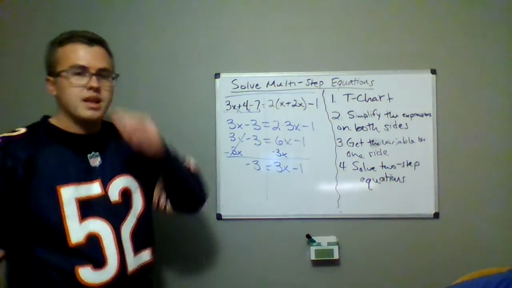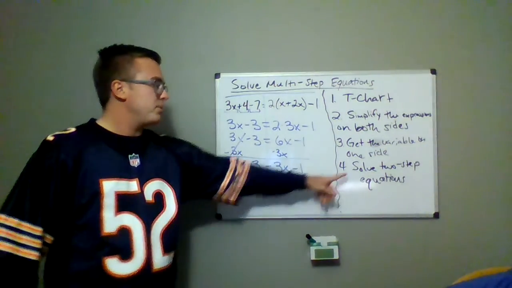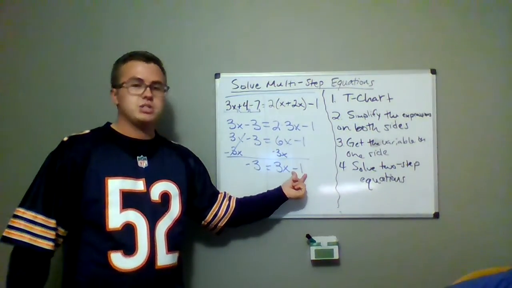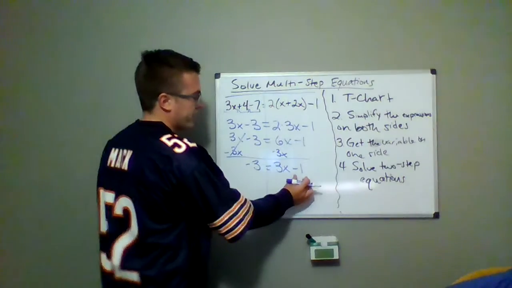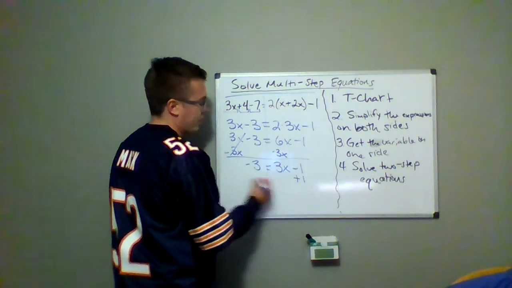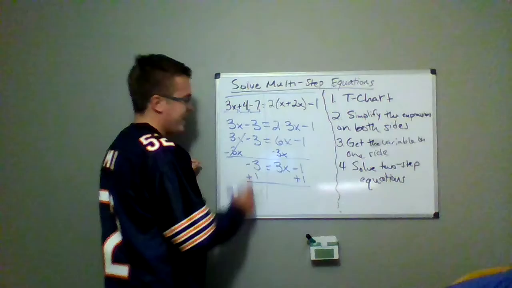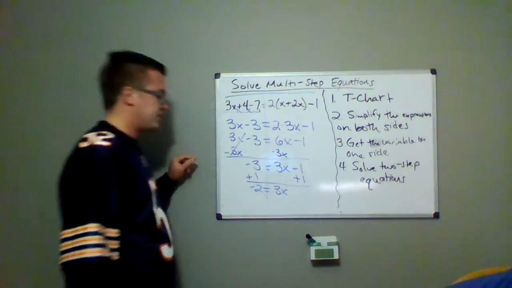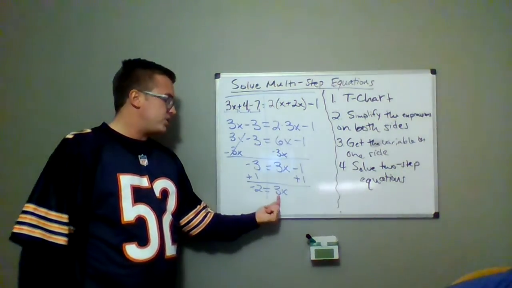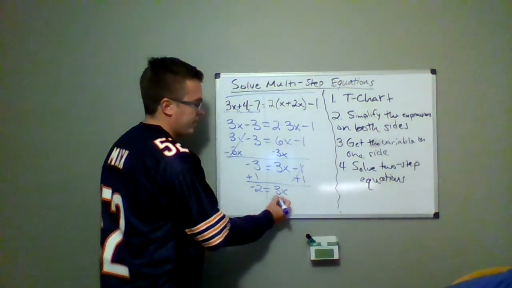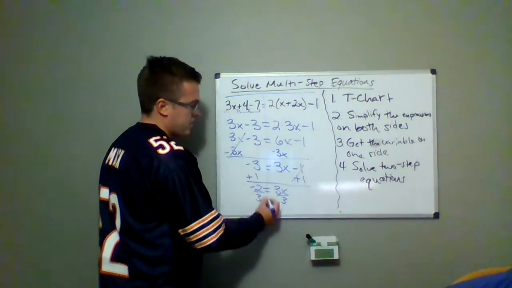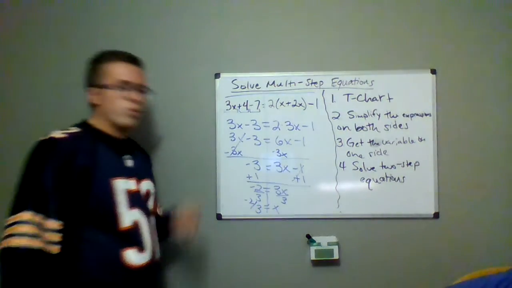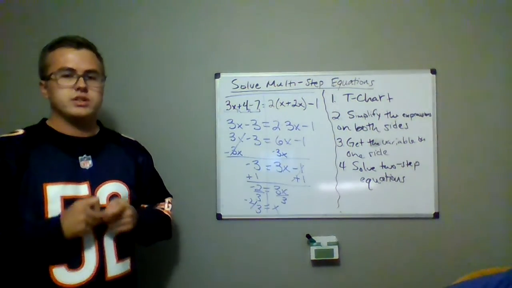Then from there, I'm on step number 4, which is solve the two-step equation. First part to that is to get rid of the addition or subtraction. So I'm going to get rid of the subtraction by adding 1. -3 plus 1 is -2 equals 3x. And my last step is to divide by 3 to get rid of the coefficient. So x is equal to -2 over 3, -2/3.